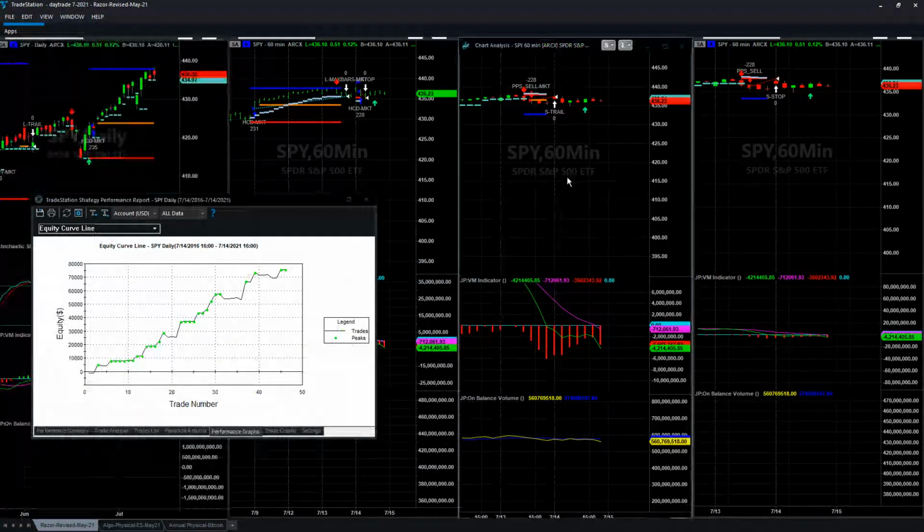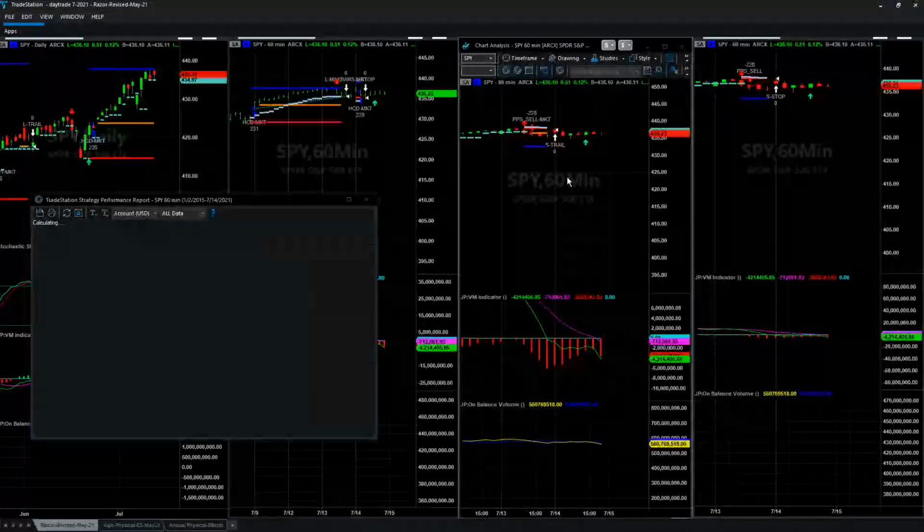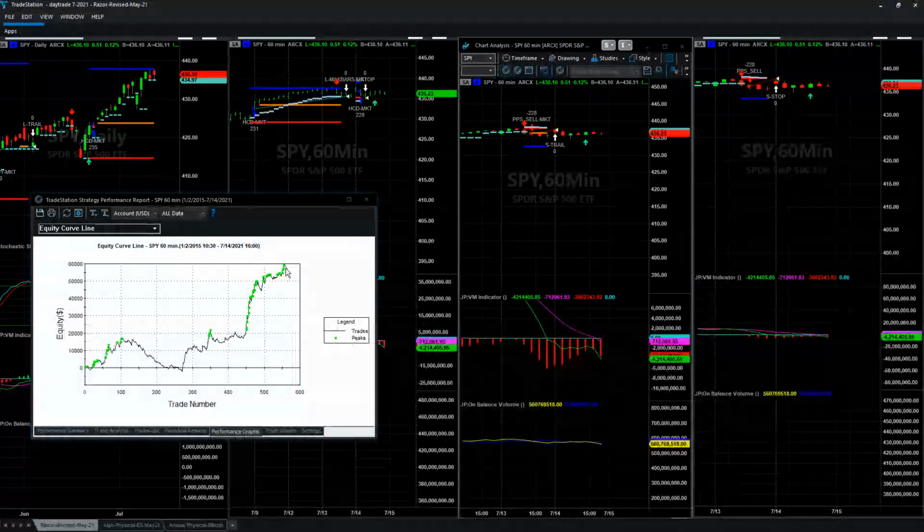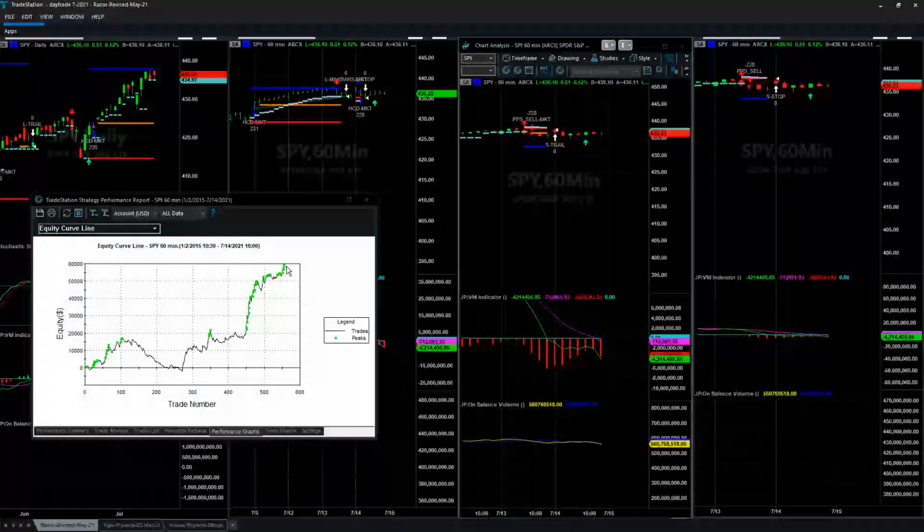Anyway, the short only model, well, the market's gone straight up, so it's not doing that well, but you would think it would be doing a lot worse. It just took a little hickey from going short yesterday, stopped out.